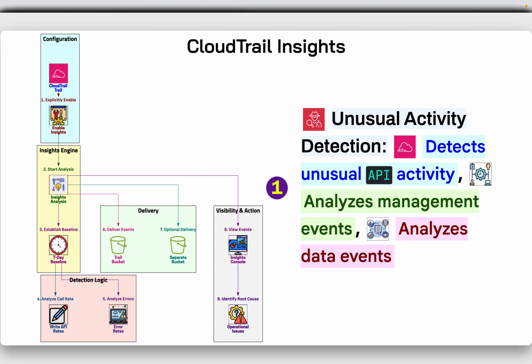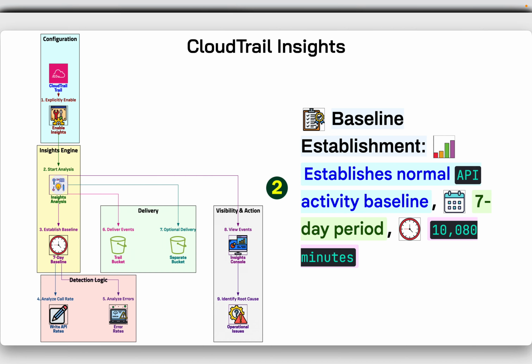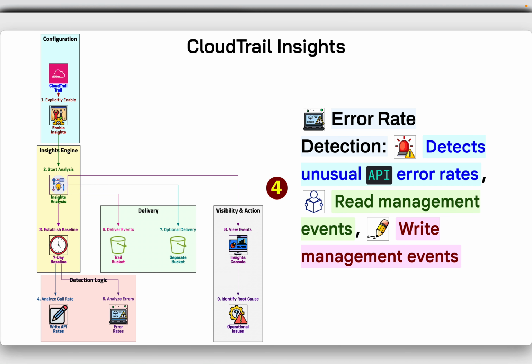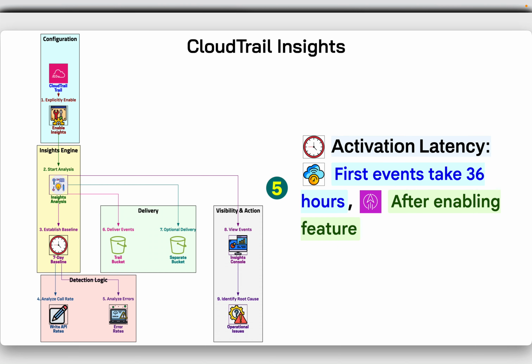CloudTrail Insights detects unusual API activity in your AWS account by analyzing management and data events. Insights establishes a baseline of normal API activity over a 7-day period. Insights analyzes write management events to detect unusual API call rates. Insights can detect unusual API error rates for both read and write management events. The first Insights event may take up to 36 hours to appear after enabling the feature.